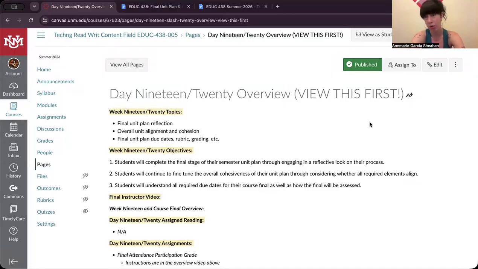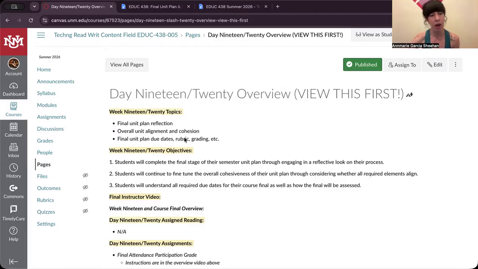As always, I'm going to walk you through the requirements, and our last assignments and just last things that we need to do for this course. So it should be pretty short, and I'm going to dive right in. You'll notice that I have the day 19-20 overview page pulled up. Our topics and objectives are pretty straightforward today. So instead of doing a whole slideshow, I'm just going to walk you through them here.